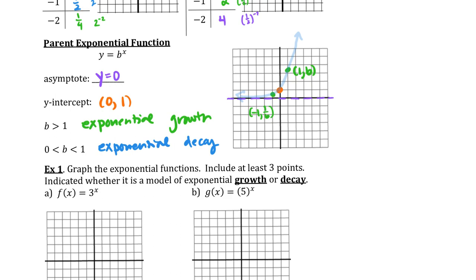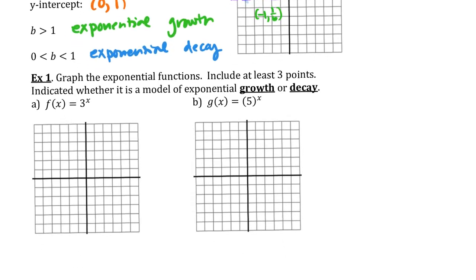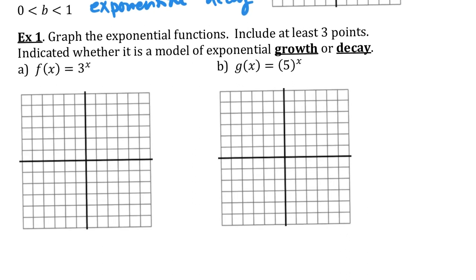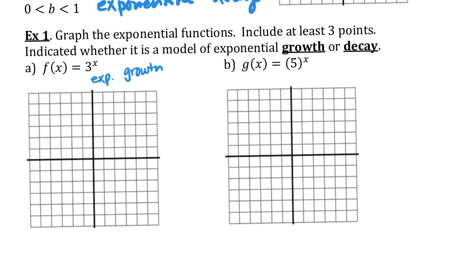Okay, let's try to graph some exponential functions where the base is changing, and then we're going to indicate whether they're growth or decay. I'm going to include at least 3 points. If I look at f of x equals 3 to the x, the base is 3, so this should be a model of exponential growth because the 3 is bigger than 1. I'm going to graph it and make sure my graph looks like it's exponential growth. The first thing I know is that there's an asymptote at y equals 0. Y equals 0 is right on the x-axis, so you can't really see it, but I have to know that I'm never going to cross that line.